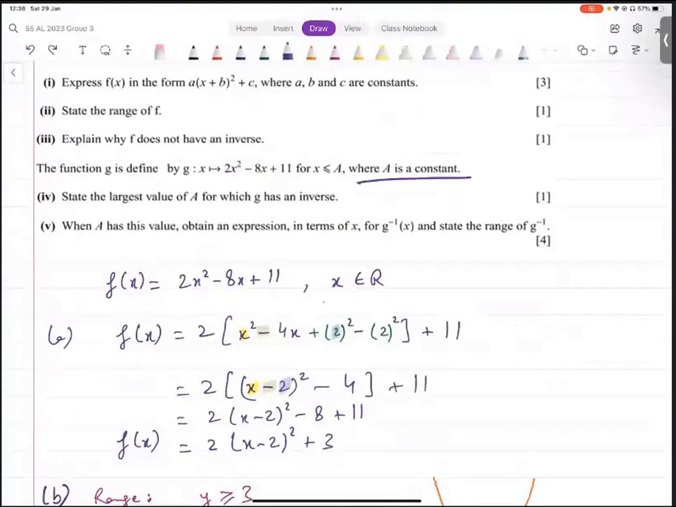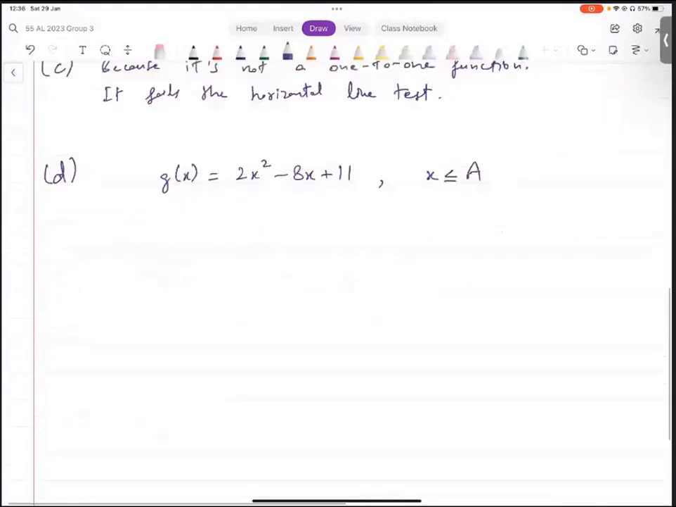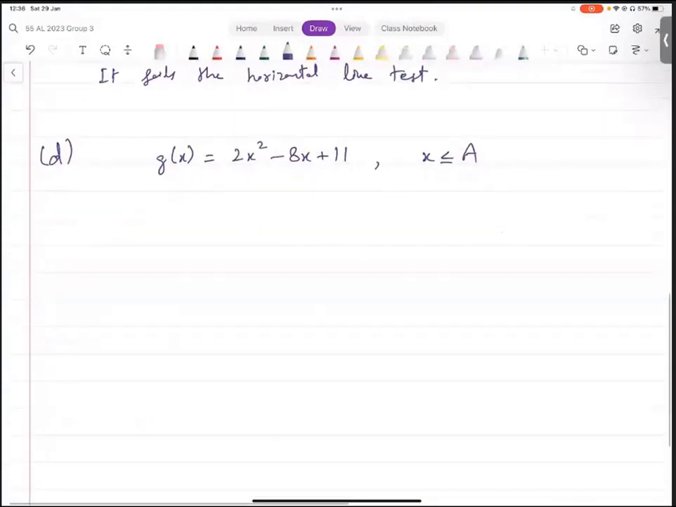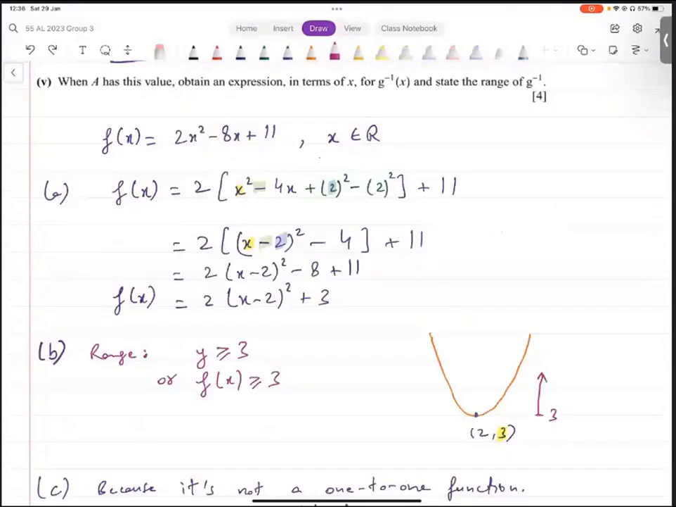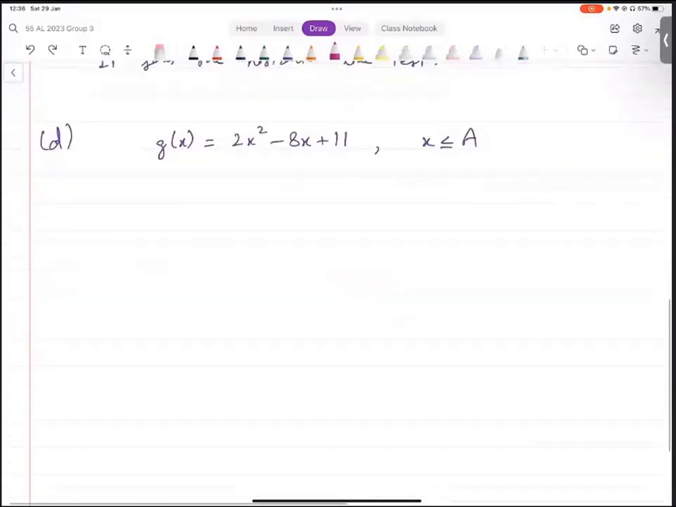A is constant. It says state the largest value of a for which g has an inverse. Largest value of a for which g has an inverse. Now, how do we think about this? A की क्या value हो सकती है largest for which it has an inverse? It's a 1 mark question. You just have to state that value. That's why it's only 1 mark.